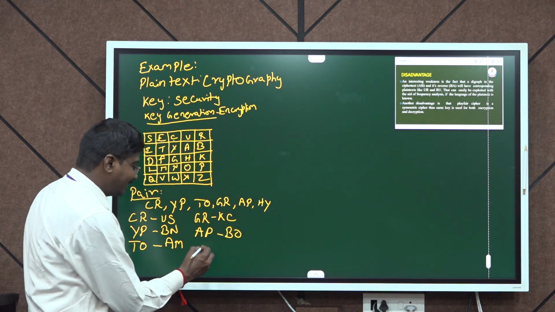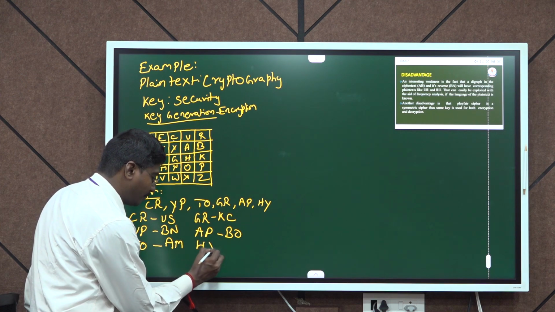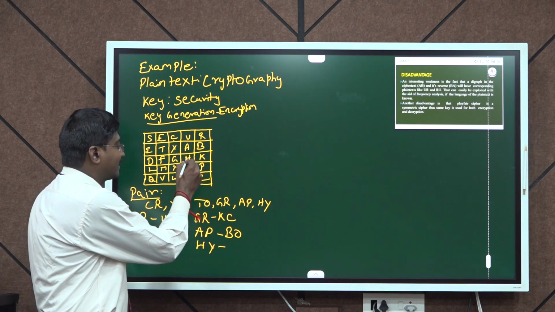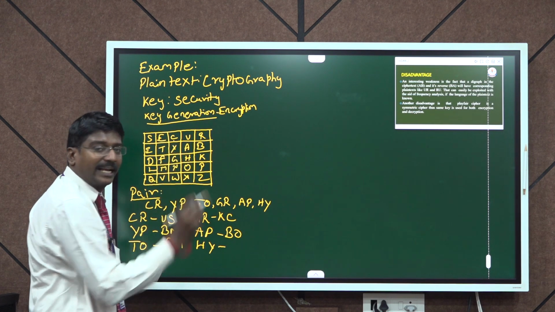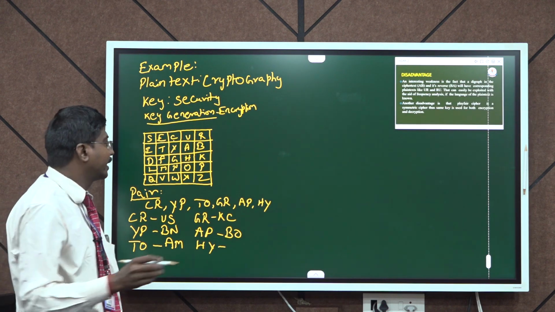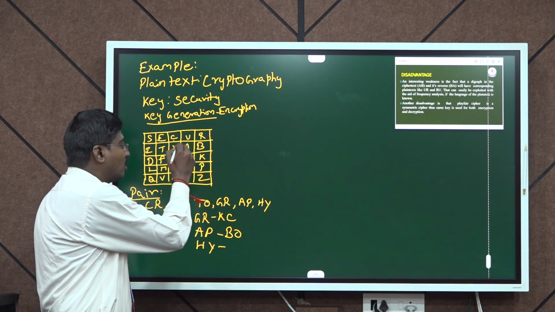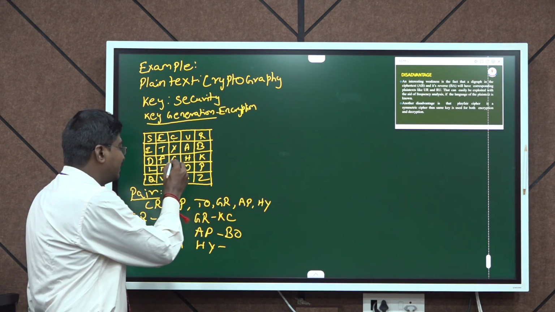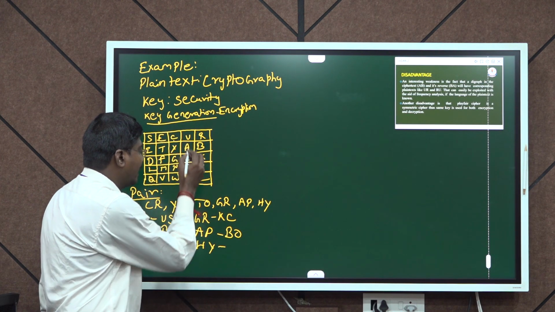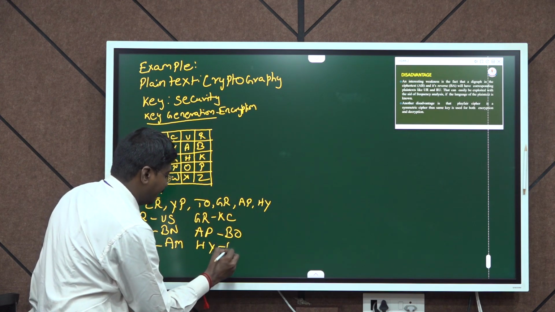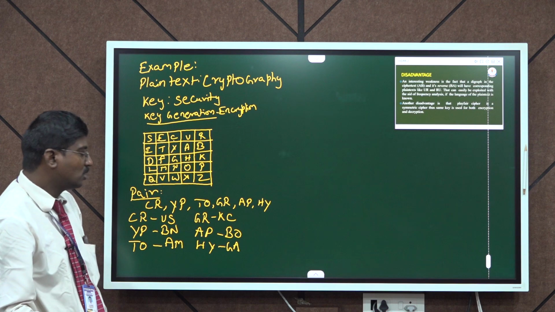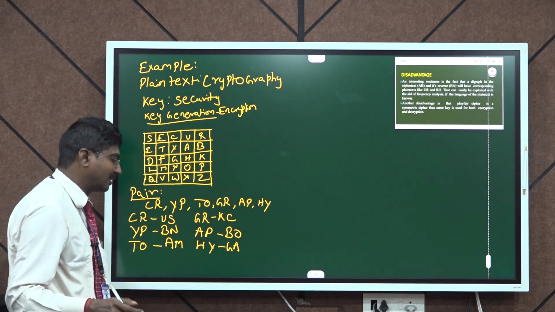The next and final pair is HY. H is present here and Y is present here. Once again it is not present in the same row or column. When we form a rectangle we get G and A. The replacement for H is G, and the replacement for Y is A. So, this is how the encryption process works.